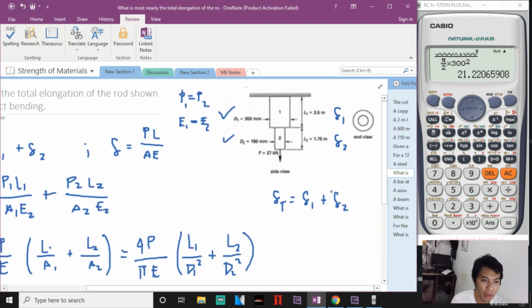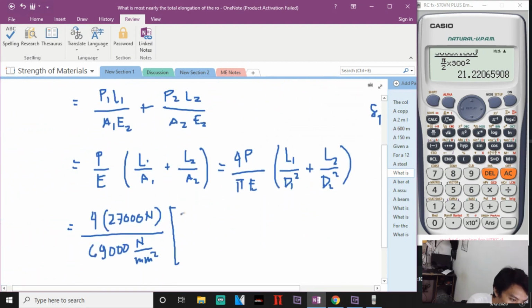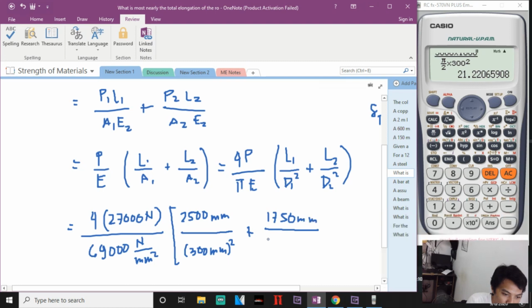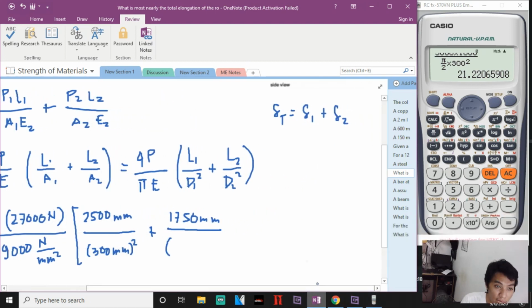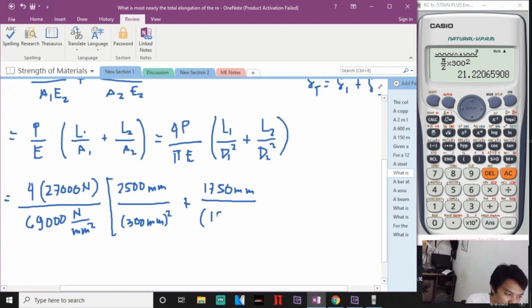Yung isa, 1.75. 1,700. Yung 150 kasi kalahati na. 150. The answer will be the total elongation now is calculated na.